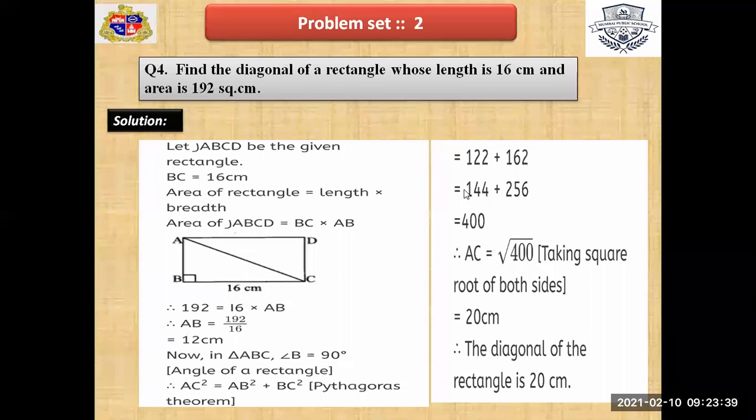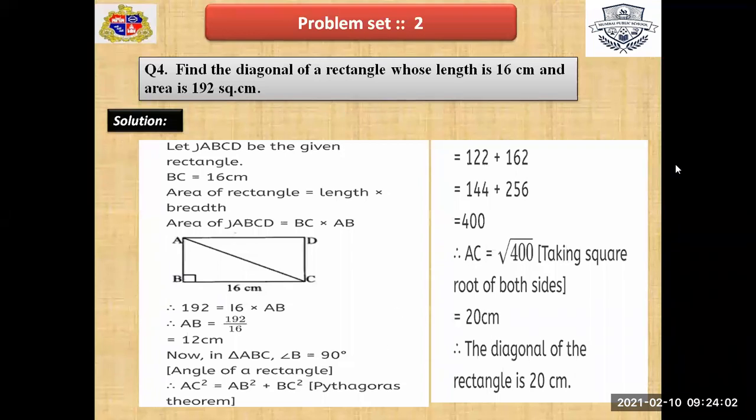12 square plus 16 square, that is 144 and 16 square is 256. Okay. This one is the square of 12 and this one is the square of 16. So add them, we get 400. So AC is equal to under root 400. Taking the square root, we get 20. So the diagonal of the rectangle is 20 centimeter.